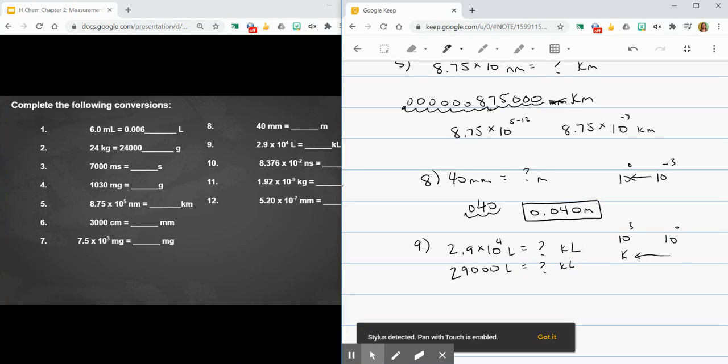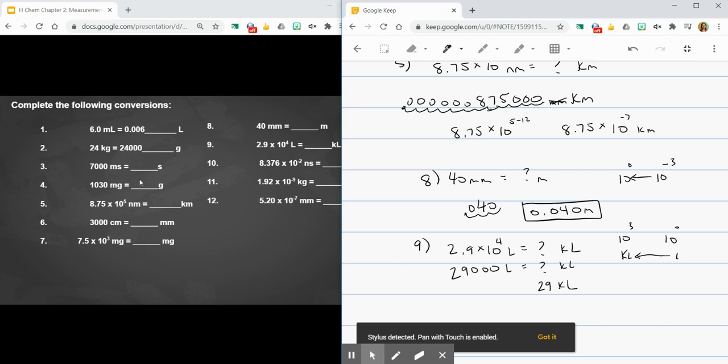So I'm moving liters to kiloliters. 10 to the third is how much it changes by, so I'm going to move 3 places to the left to convert. 1, 2, 3, 29 kiloliters. Okay?